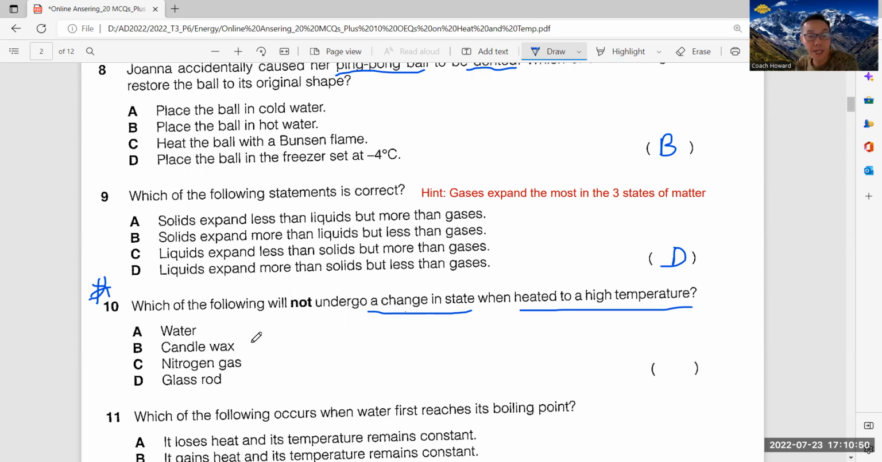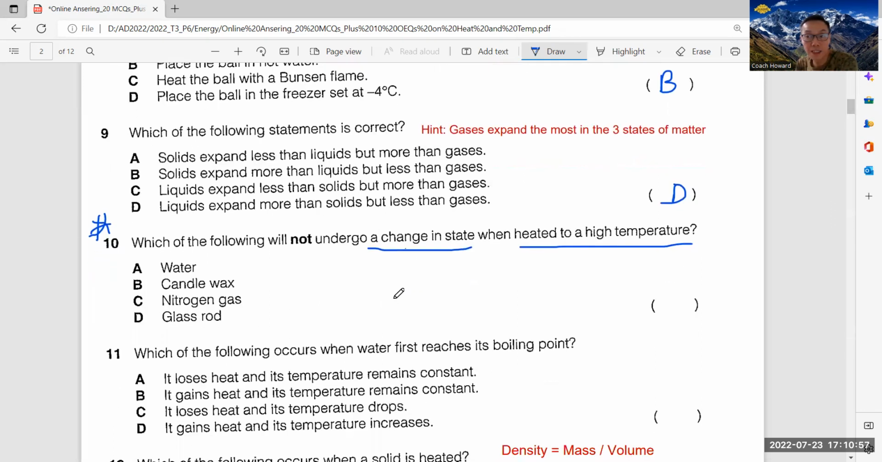So water is liquid, right? Candle is solid. Nitrogen gas is gas. Glass rod is solid. So if you understand the temperature heat graph, when you heat solid, it will melt. When you heat liquid, it will boil, become gas, right? So you notice there's only one gas there, right? So the answer is very straightforward, it's C. Okay, so you continue heating nitrogen gas, it won't become a liquid. It will still be a gas. Okay, it's a heated gas.